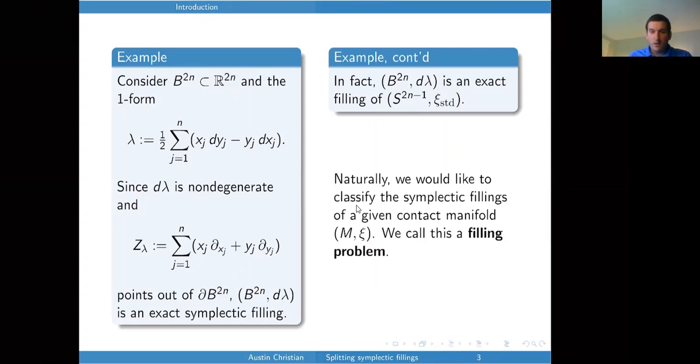So a very natural question then is, what if I start with the boundary? What if I start with a contact manifold? Can I enumerate its fillings? For this talk, we'll focus exclusively on exact fillings, but there are other types you might want to classify. So we're going to call this a filling problem for obvious reasons, and that will be the focus of our 2 talks, to think about filling problems for tight contact manifolds of dimension 3.